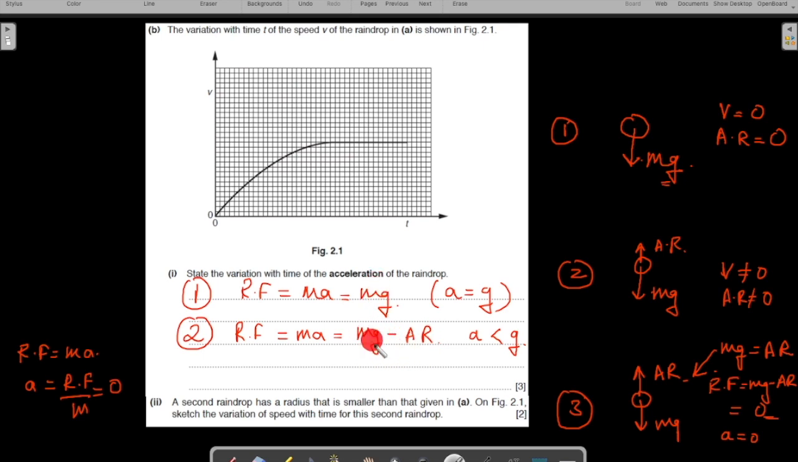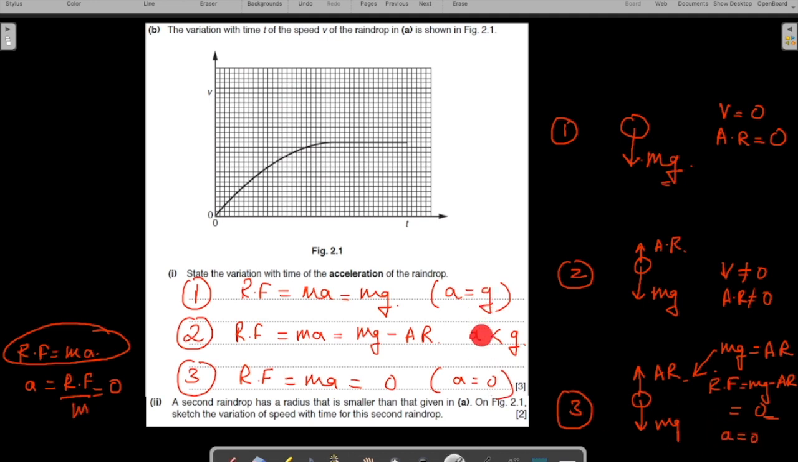Resultant force was mg, it is now decreased by air resistance. Whenever resultant force decreases, resultant force has gone down, look here. So acceleration will go down, and ultimately at the third location, resultant force is again ma, which is 0. So that means acceleration is 0.